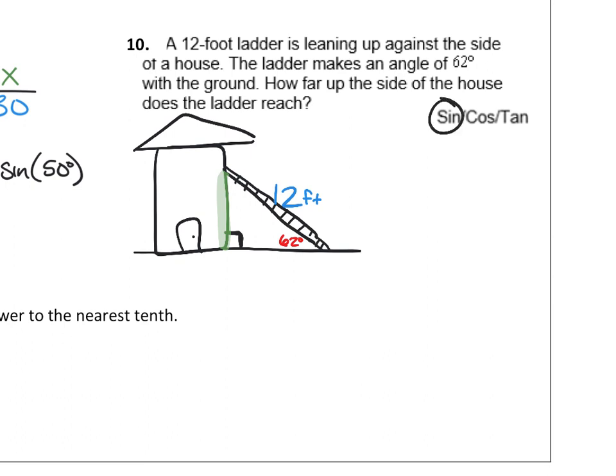Very good. Sine uses the opposite and the hypotenuse, which is what I want and what I know. So we set up our function. This is going to be sine of the angle, 62 degrees, equal to the opposite, which I don't know, so I'm going to put an x there, over the hypotenuse, which is 12.